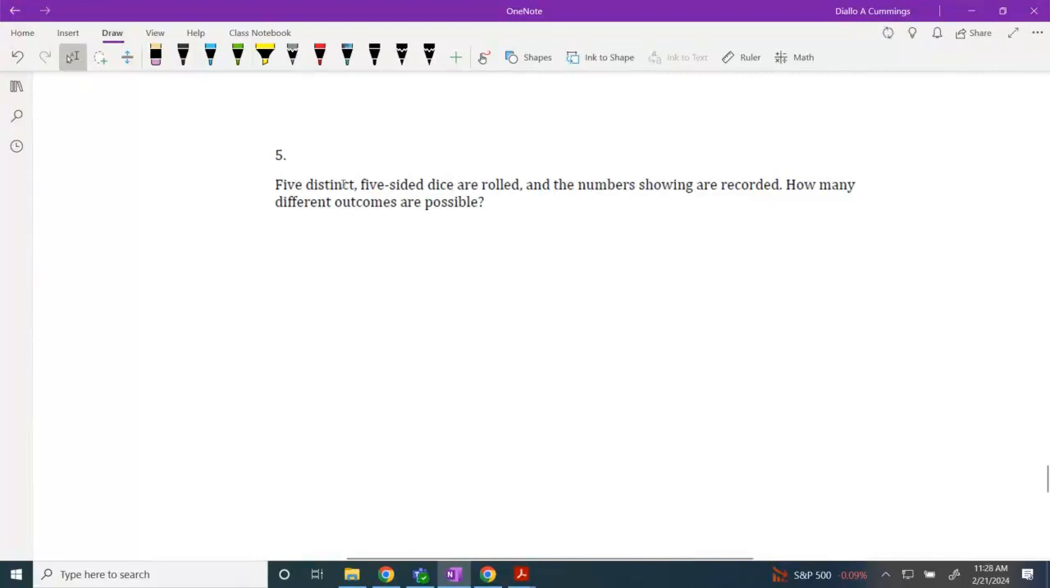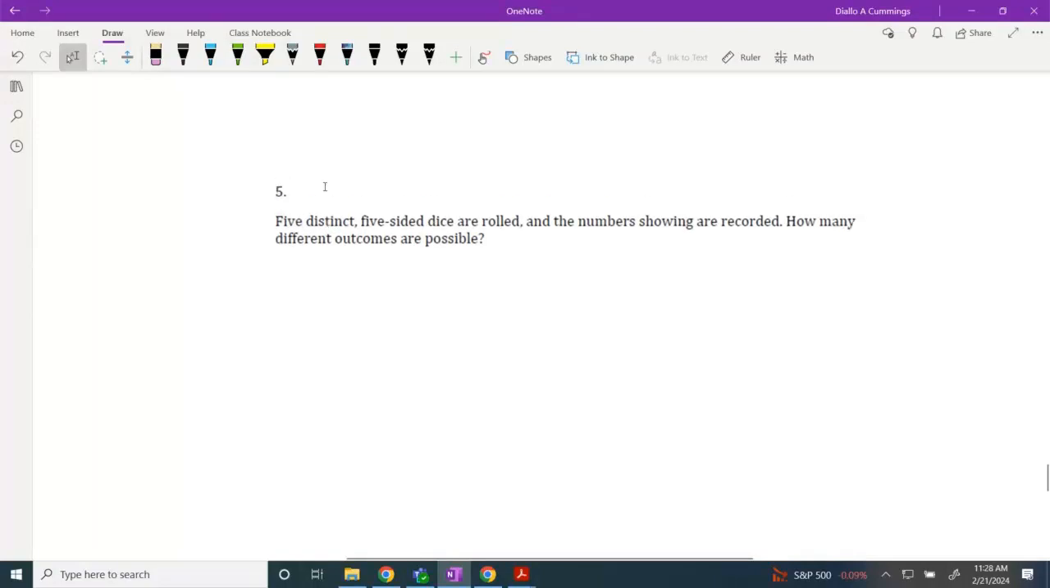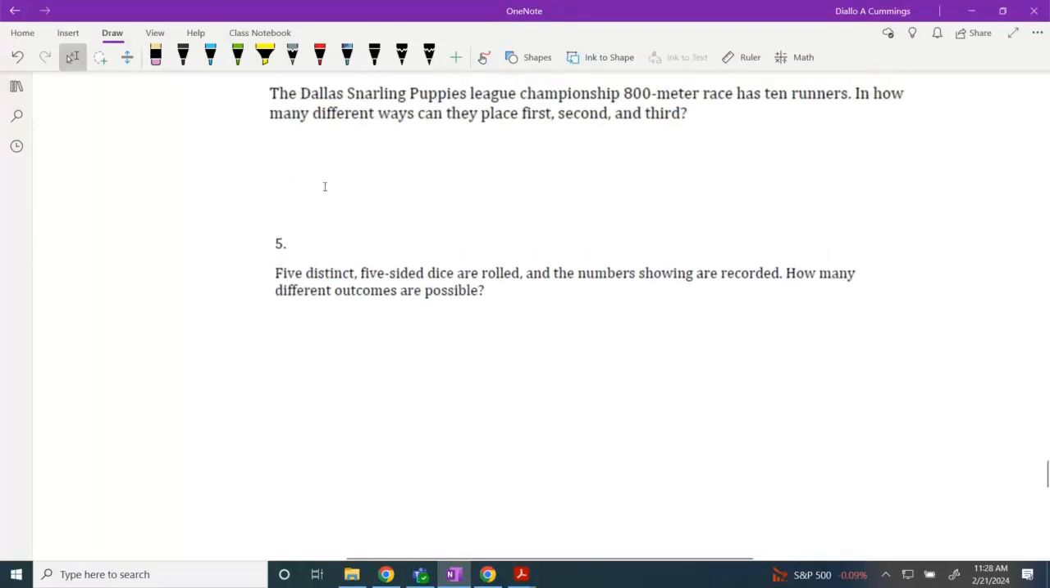5 distinct means that there are 5 dice, right? Each one is separate. I'm not taking the dice and rolling it 5 times. I have 5 dice in my hand, and each one has 5 sides, and I'm rolling them all at one time. Now, are these dependent or independent events? So even though I'm rolling all the dice at one time, does one dice affect another dice? It doesn't, right? So these would be independent events.